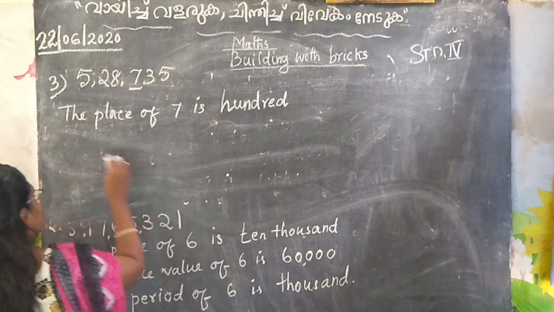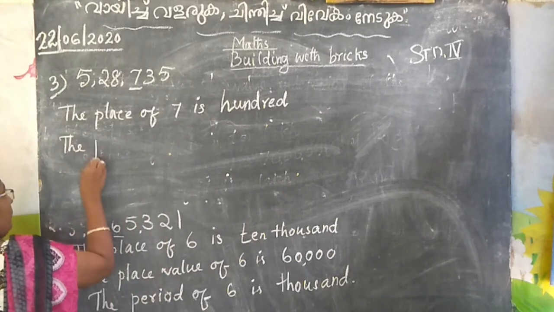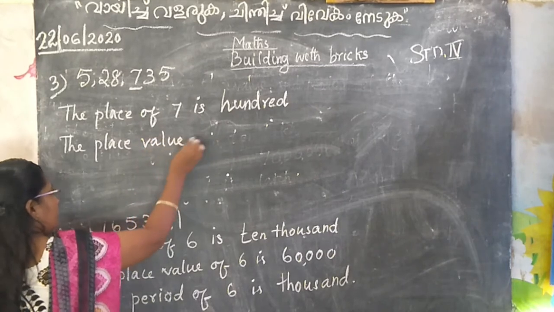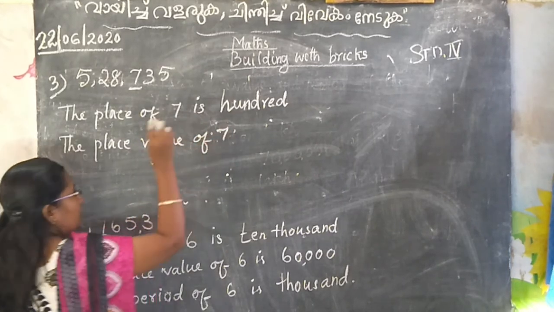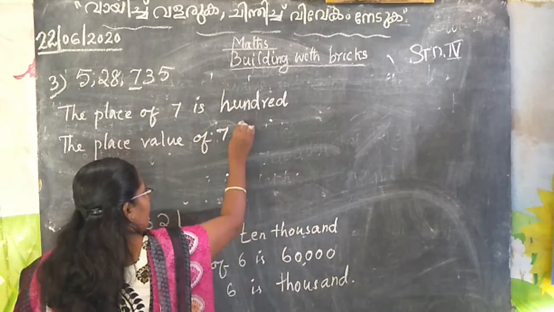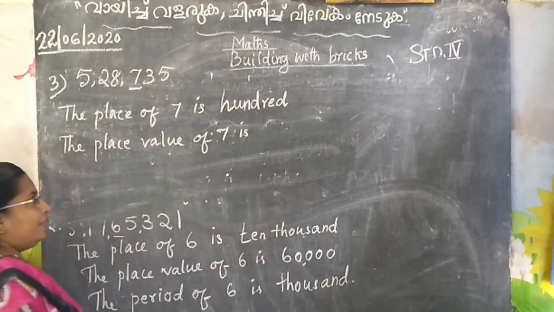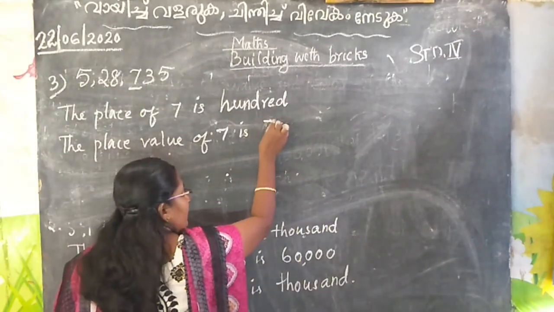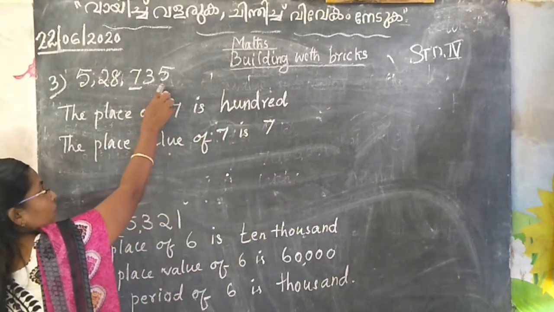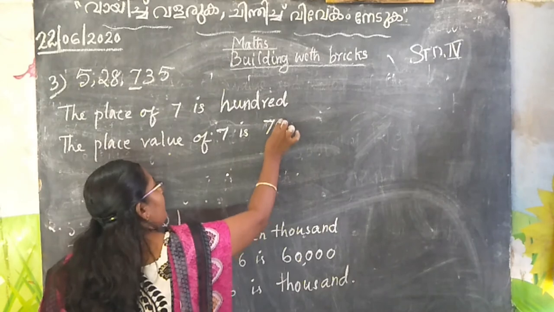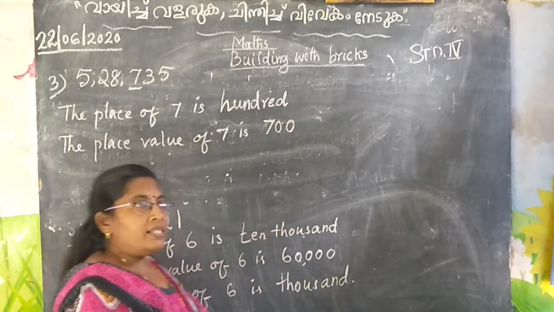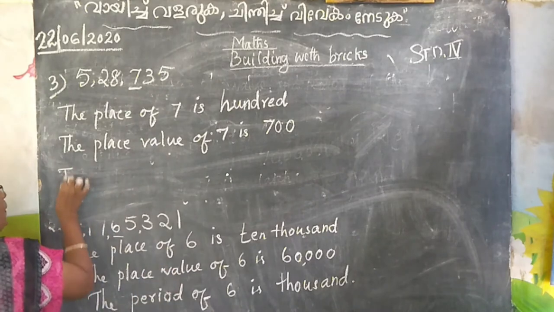Next is the place value. The place value of 7 is in where? What is the place value? 7. Then how many digits come after it? 1, 2. That is 700.